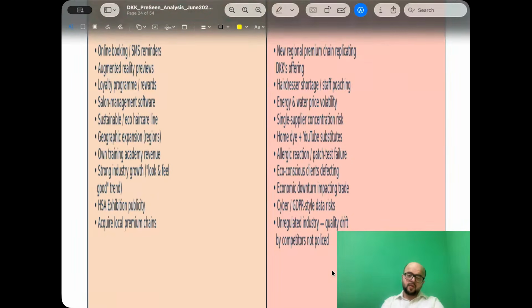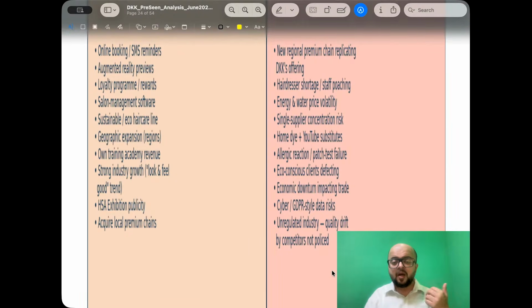Threats, if I were to talk about that, new regional premium chain replicating DKK's offering, that is a challenge, because your competitive advantage might not remain yours for a very long time. There could be others who are copying the same thing that you are doing, and that might erode the advantage that you have just now. Then hairdresser shortage, staff poaching. See, one threat is that the good hairdressers in your organization can leave, and they can set up their own business, which means one small chunk of customers at least moves away to someone else. Some other organization might end up poaching your staff.